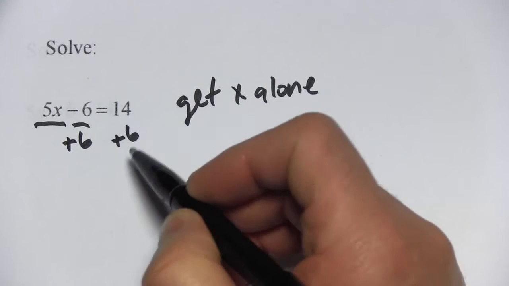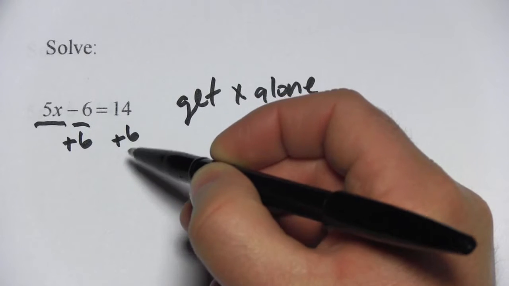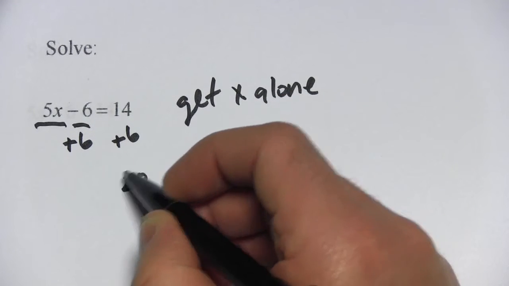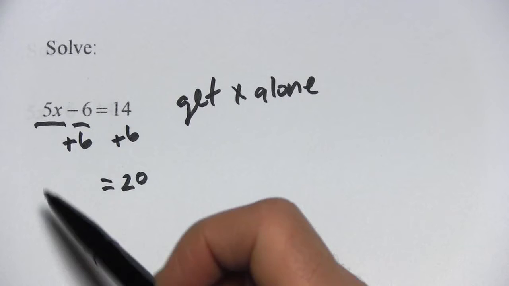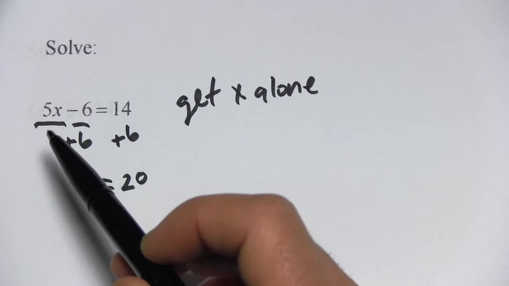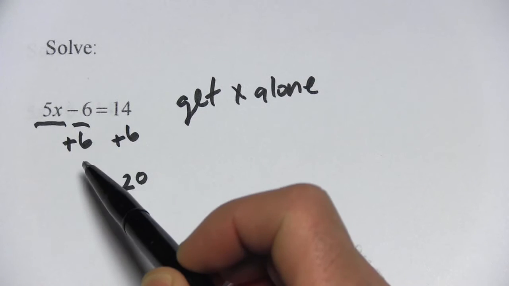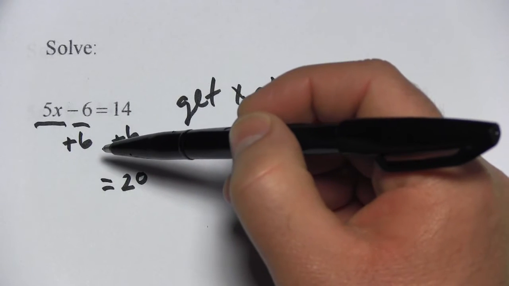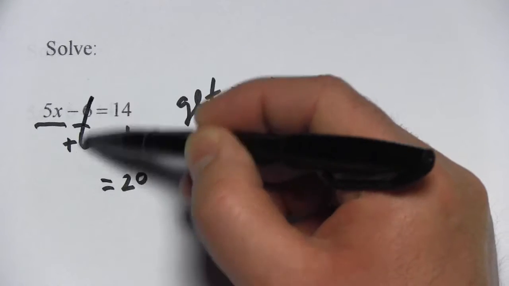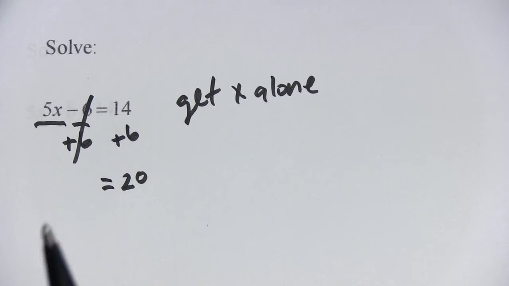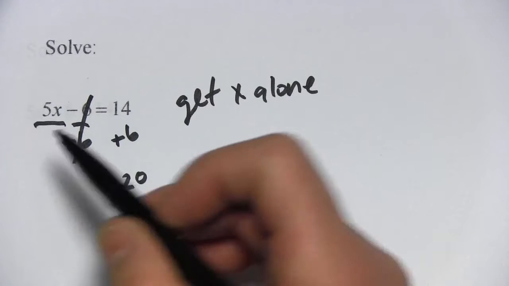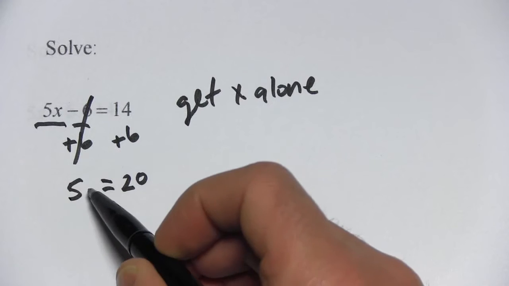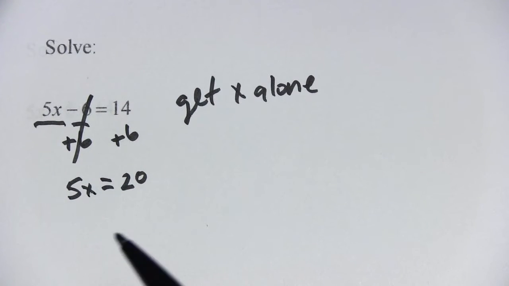So on this side of the equal sign, we have 14 plus 6. That's 20. On this side of the equation, we have 5x minus 6 plus 6. Well, -6 and +6, they come out to 0. So what that does is it basically makes it disappear, which is exactly what I wanted. So now we just have the 5x on that side of the equation. So we've gotten the x term alone.